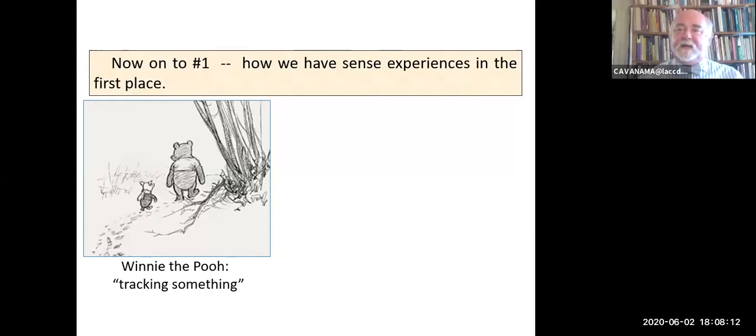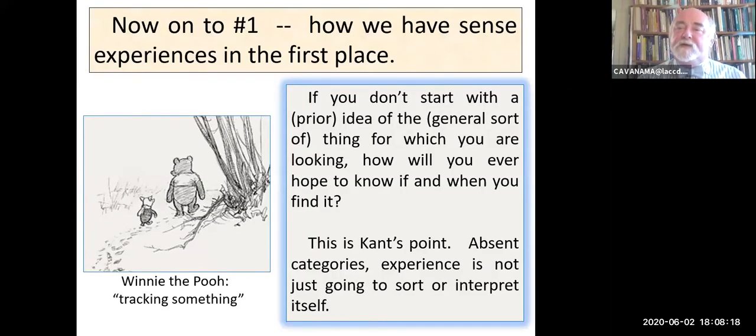What's he tracking? What tracks is he following? His own tracks, obviously. He has no idea. If you don't start with a prior idea of the general sort of thing which you're looking for, how are you going to ever know when you find it? This is Kant's point. Without categories, experience is not just going to interpret itself. You need to know what kind of thing you might be tracking to know if and when you found it. And of course, if you had that much knowledge, Winnie the Pooh would have stopped tracking himself.